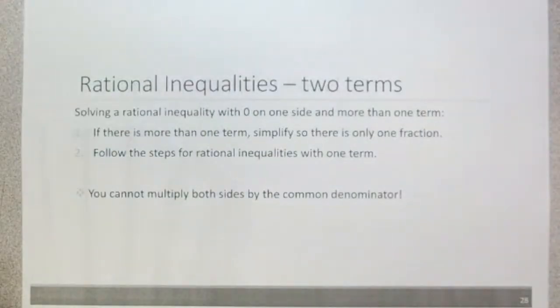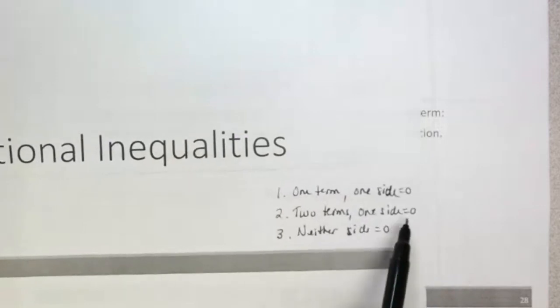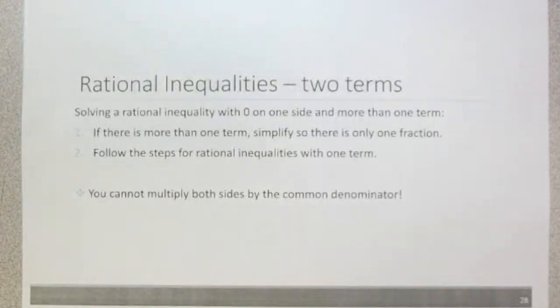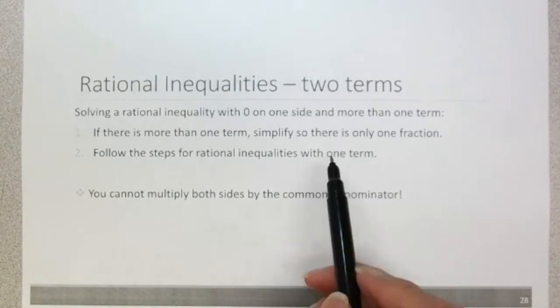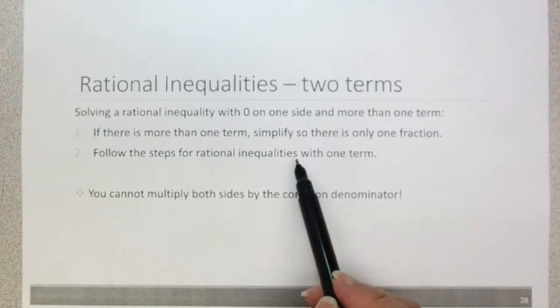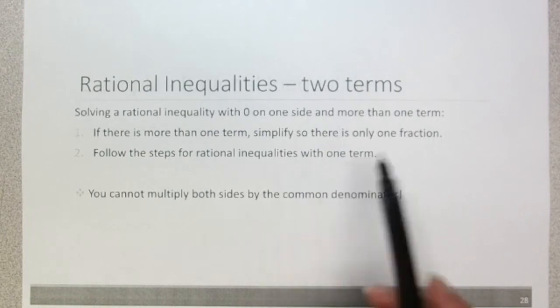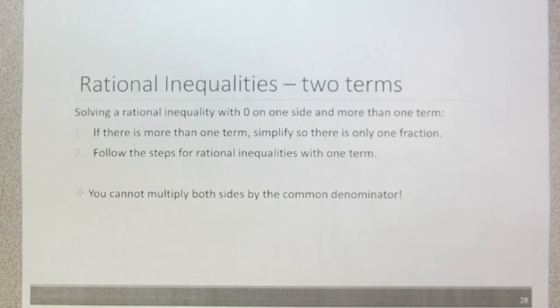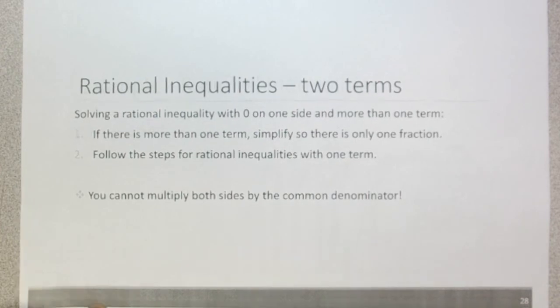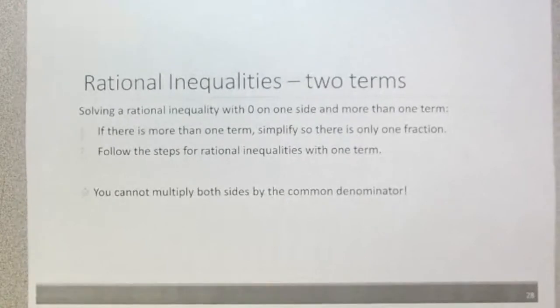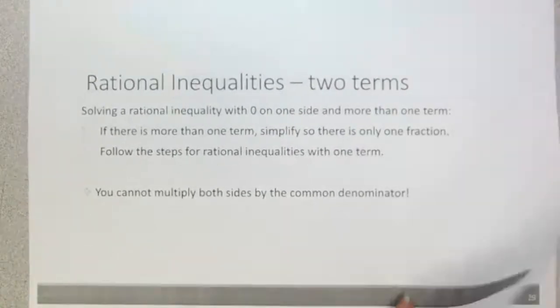All right, so we said at the beginning there were 3 types of inequalities that we were going to look at. The first type was when there was one term and it was equal to 0. And the second type, there they are again, is when there's 2 terms but one side is equal to 0. Let's look at what we're going to do with that. We're just going to turn that into the first type. We're going to combine the 2 terms into one term, and then we'll just use our procedure for solving an inequality when one side is equal to 0 and there's only one term on the other side.